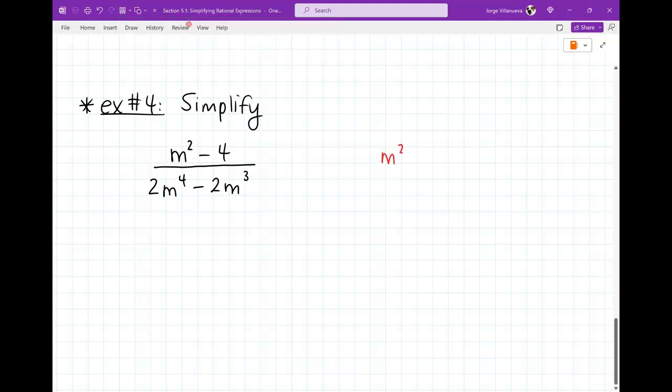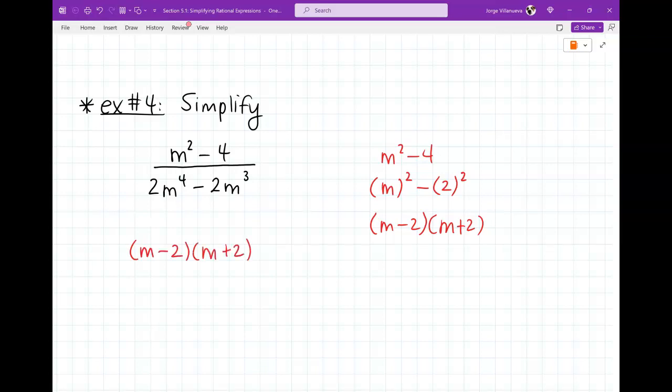So let me write this out to the side. m squared minus 4 is the same as m squared minus 2 squared. So this would be m minus 2, m plus 2. Okay? So that's done. Let me write that out on my main portion. m minus 2, m plus 2 divided by, now I'm going to look at the bottom.